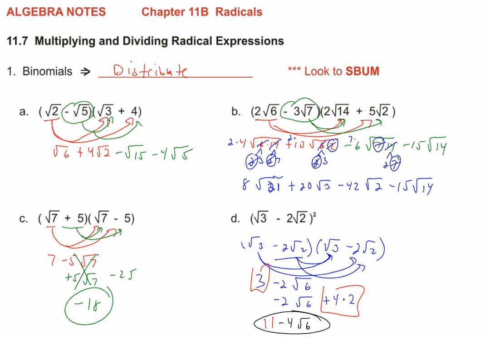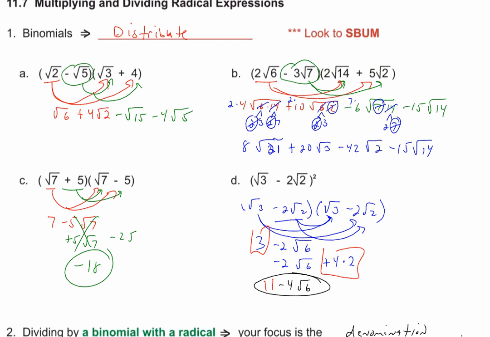So we started talking about lesson 11.7 yesterday, and we started off with multiplication, basically involving binomials and radicals. And guys, look again, normally in these, we're not giving you anything extremely difficult. You've got to get over the mental block of radicals.